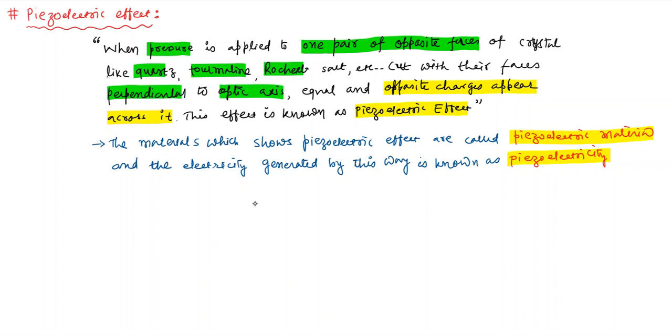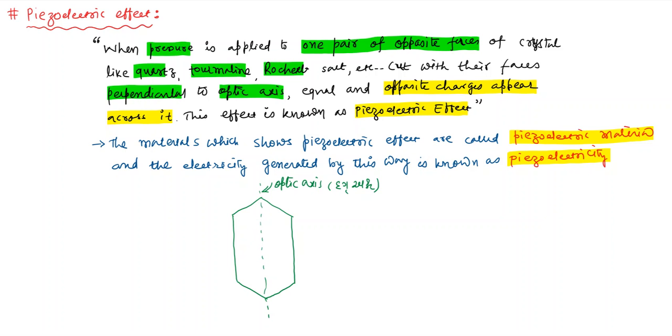Now let me explain you the phenomena in detail. See, as you remember that we draw tourmaline plate like this. This is optic axis. This is optic axis. So this is optic axis.